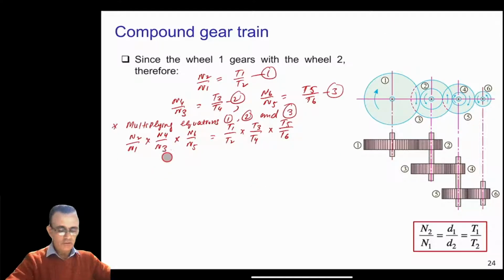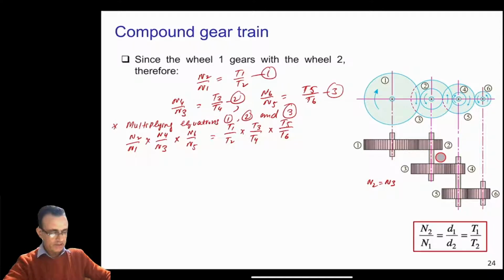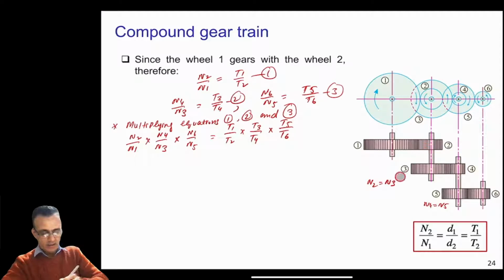You have this equation here. Now, as you look at this figure, we know that the speed of 2 and 3 should be the same. This means that n2 is equal to n3 because they are on the same shaft, and similarly n4 is equal to n5 because they are on the same shaft. So the angular speed of these two will be the same as this one here. This means that n2 and 3 can be cancelled here. So you can cancel 2 with 3, and similarly you can cancel 4 with 5.